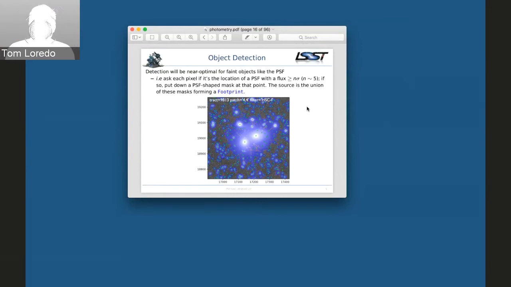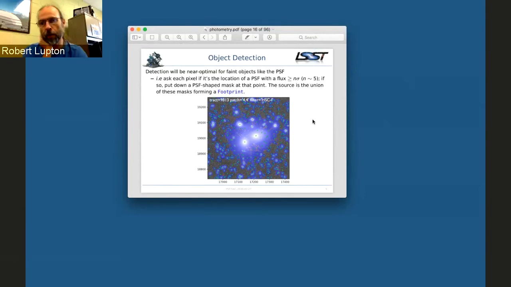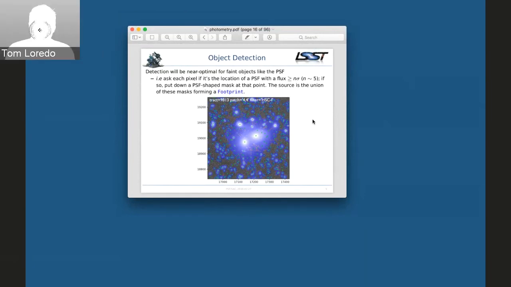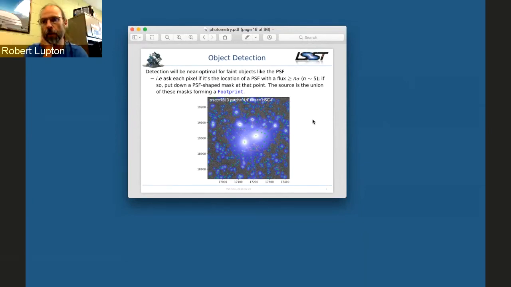So maybe I'm just taking it too literally the way you phrased here. You ask each pixel if it's the location of a PSF. You're not restricting the objects to have locations on a 0.2 arc second grid. No, I'm actually smoothing with the PSF, which defines a log likelihood image. I'm thresholding on the log likelihood image. Then I'm growing those detection regions, and that defines it. But that comes down to statistically what I described.